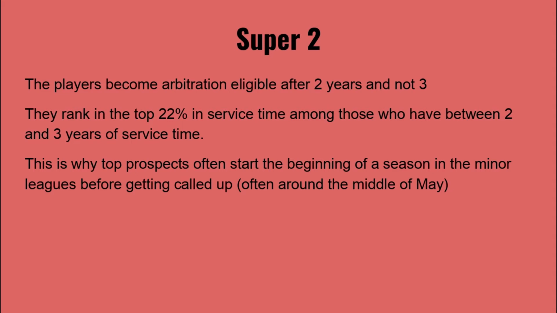They rank in the top 22% in service time among those who have between 2 and 3 years of service time. So these are players who are almost to 3 years of service time, but not quite there, in the top 22% of that group. This is a huge manipulation taking place by teams. This is why top prospects in Major League Baseball often start the beginning of a season in the minor leagues before being called up, often around mid-May, maybe late May or early June.